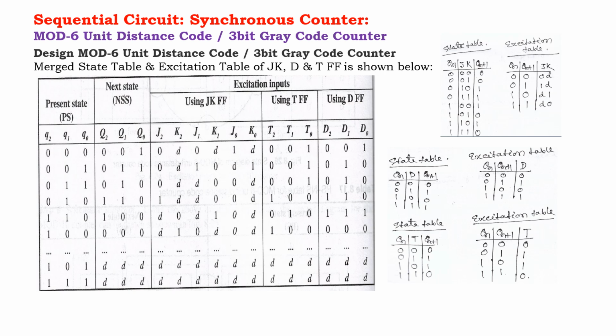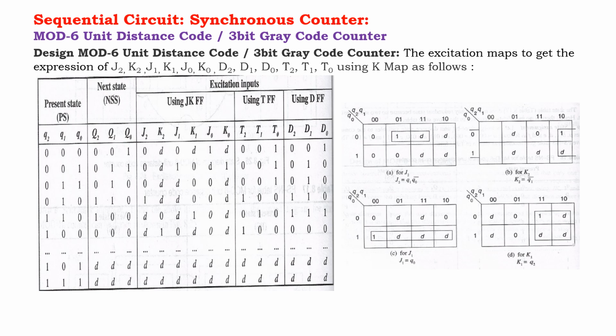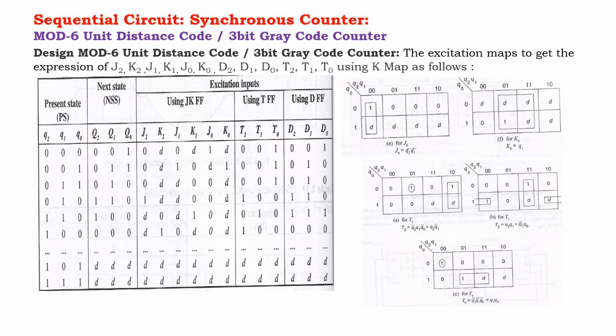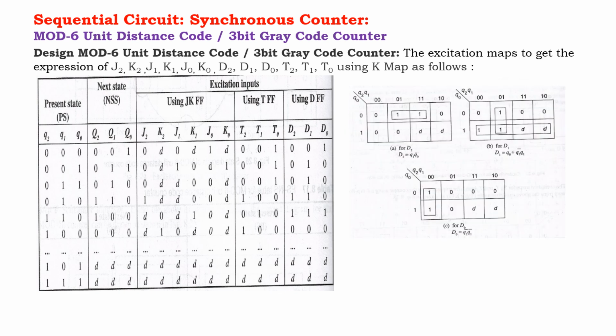Here we will make it for your easier practice. Here we'll use the JK flip-flop, T flip-flop and D flip-flop, and according to the excitation table, this is the D flip-flop excitation table, this is the JK flip-flop and this is the T flip-flop. Put it here and then draw the K-map for J2 K2, J1 K1 and J0 K0. Also for T2, T1 and T0. Again this will be for D2, D1 and D0.